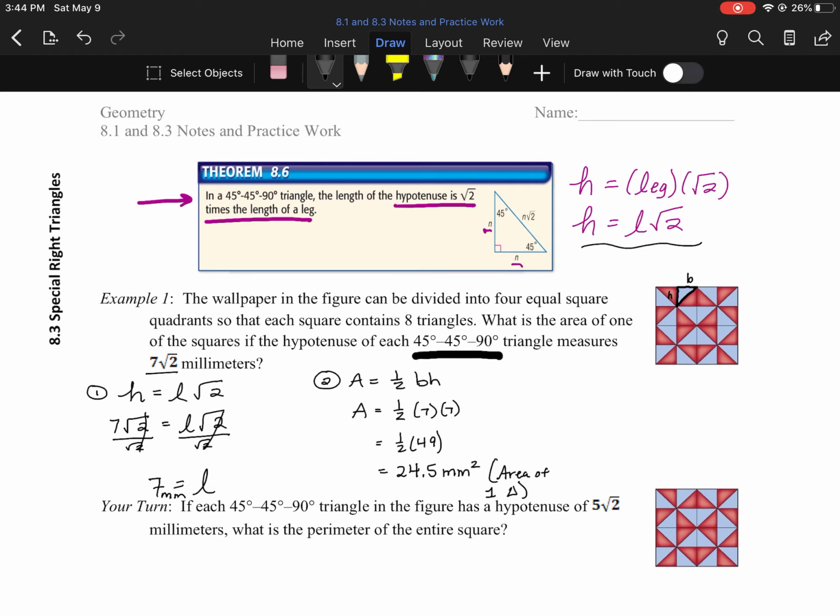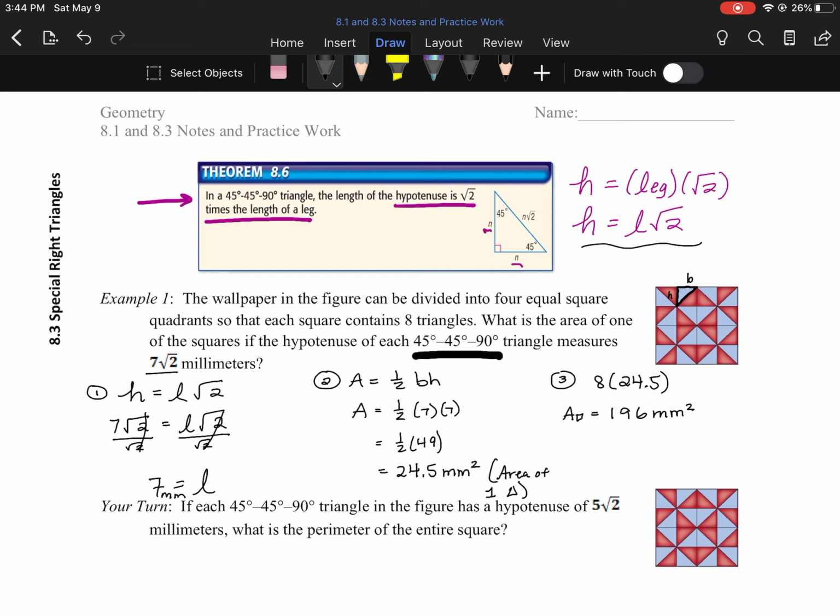Okay, but if you recall, there are 8 triangles. There are 8 of them. And some of you are saying, Miss Hager, I probably could have done this a different way. And we'll look at that in a second. But there's 8 little triangles. So now I'm going to take 8 times 24.5 to get the area of the square. And that ends up being approximately 196 millimeters squared.